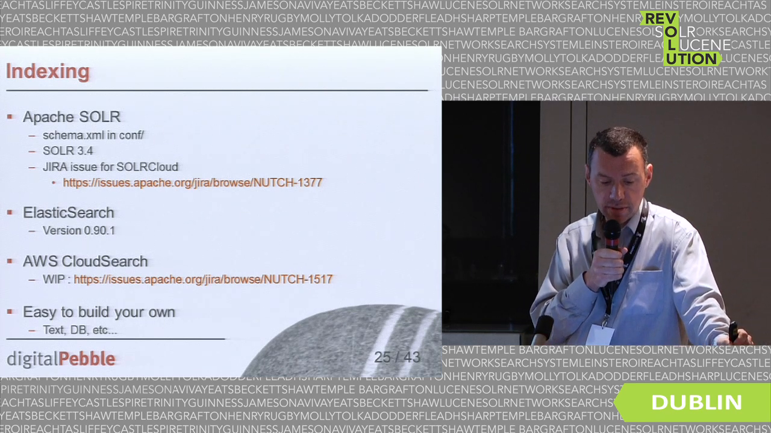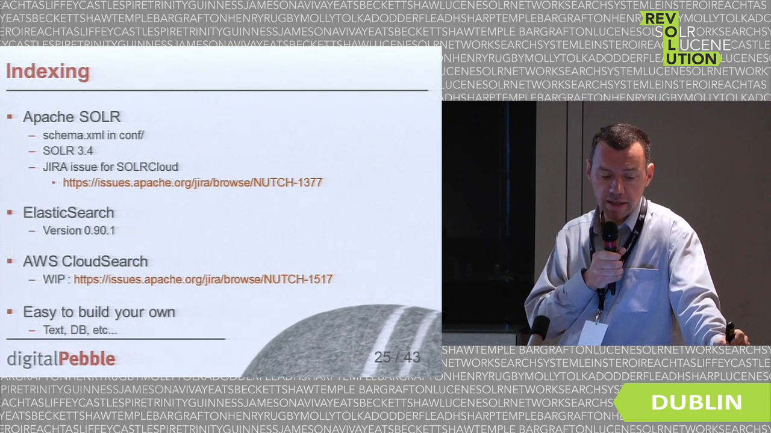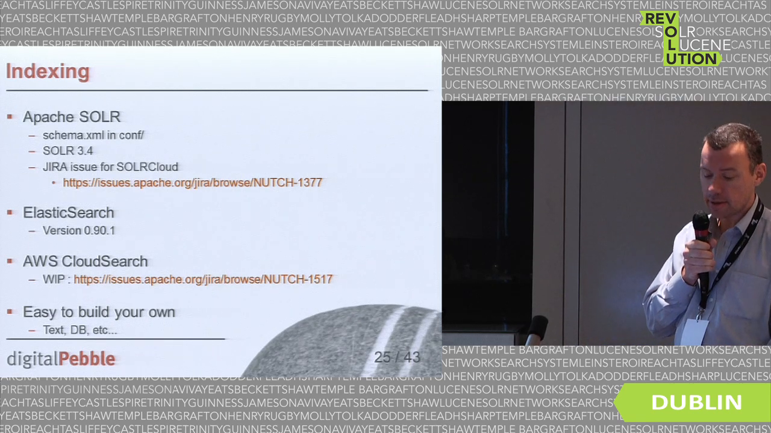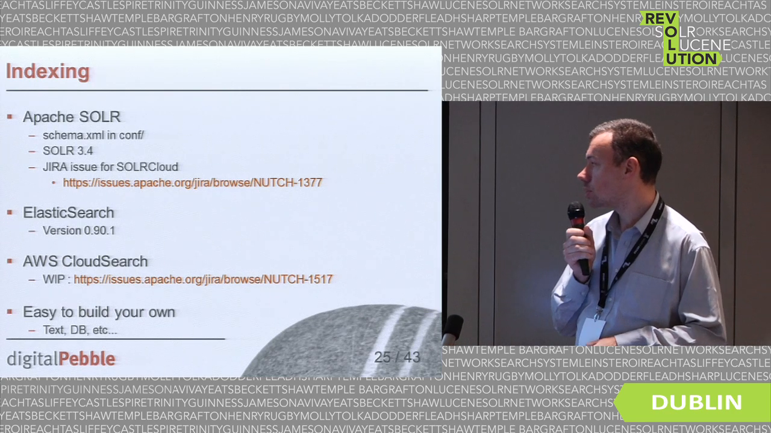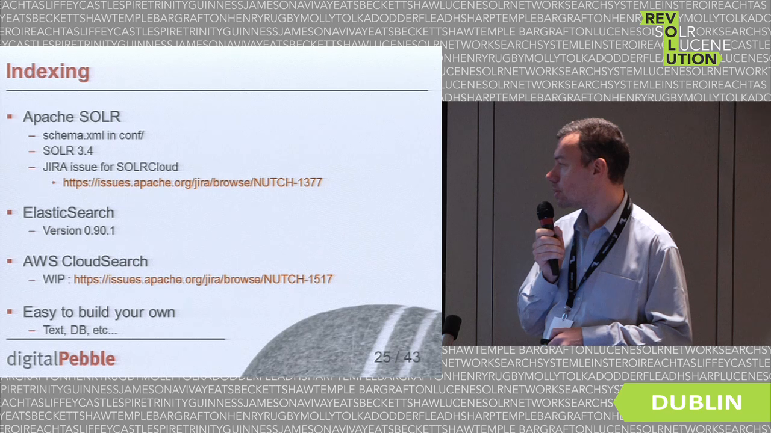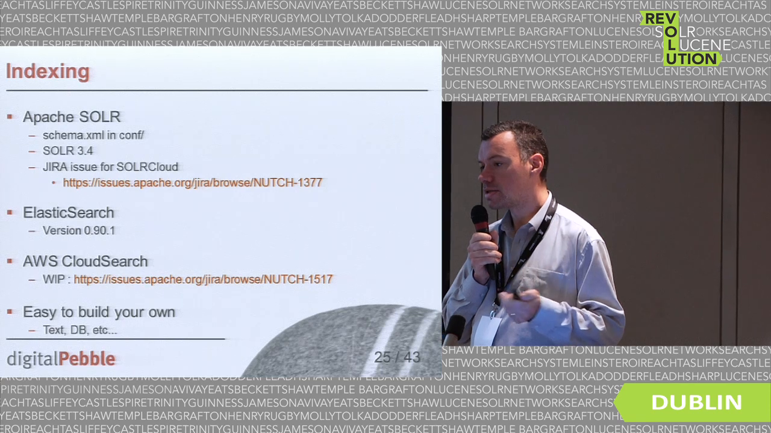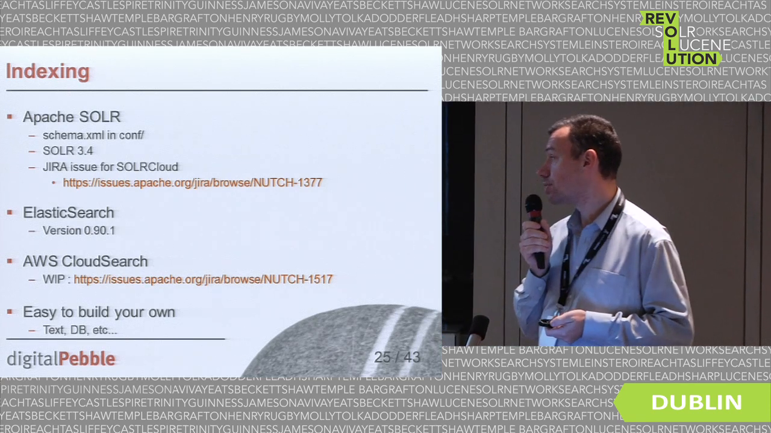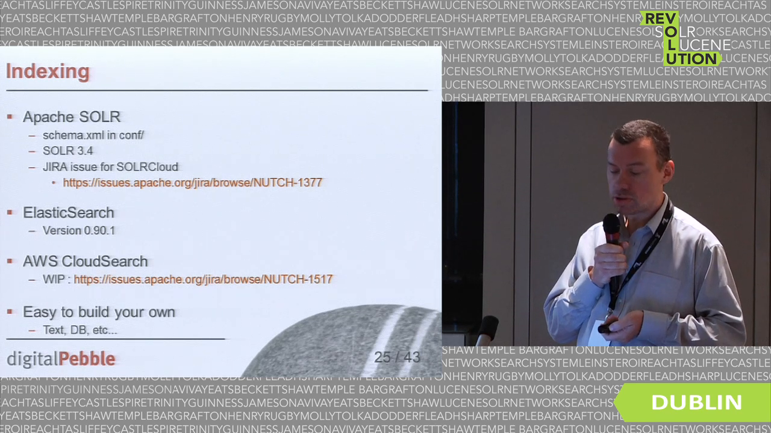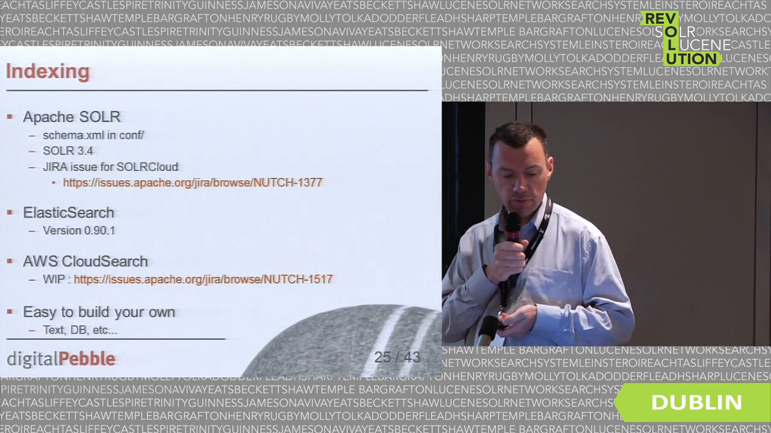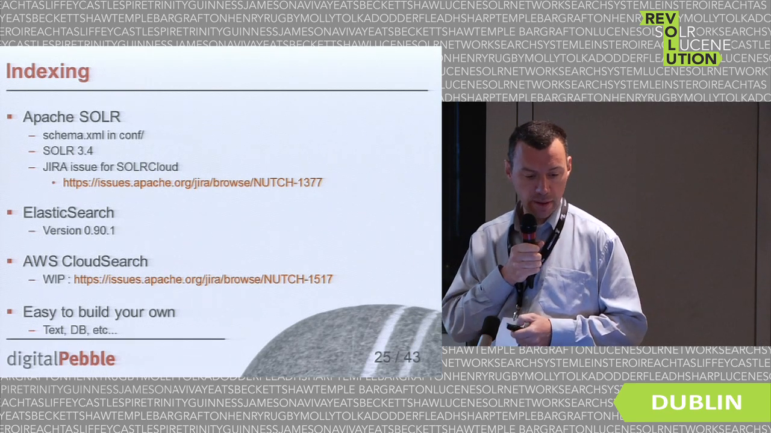For Elasticsearch, we use version 0.90.1, and a recent contribution we had from the guys from Amazon is a plugin for sending the documents to Amazon CloudSearch. It's still work in progress, but it can be used. But as I said, now that you can write a custom backend for an indexer, it's quite easy to build your own. We've implemented some to just generate a text representation of the documents that were crawled, or you could use that to send the data to a DB or whatever.